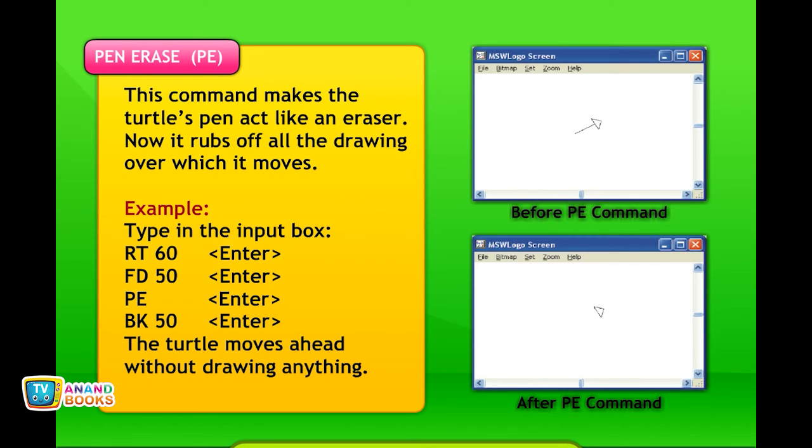Pen erase, PE. This command makes the turtle's pen act like an eraser. Now it rubs off all the drawing over which it moves. Example, type in the input box RT60. Enter. FD50. Enter. PE. Enter. BK50. Enter. The turtle moves back, erasing the drawing over which it moves.